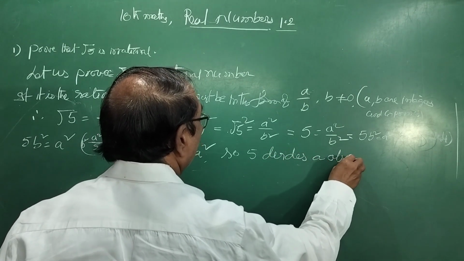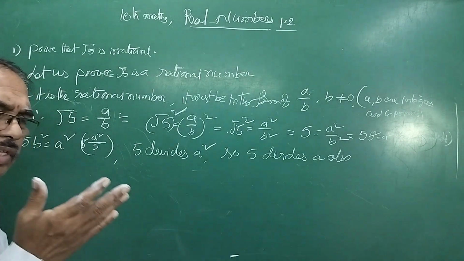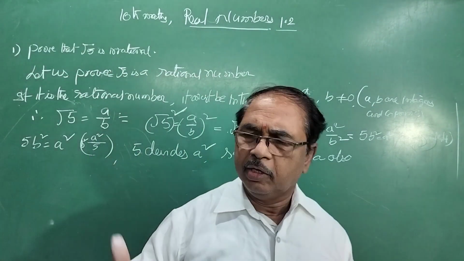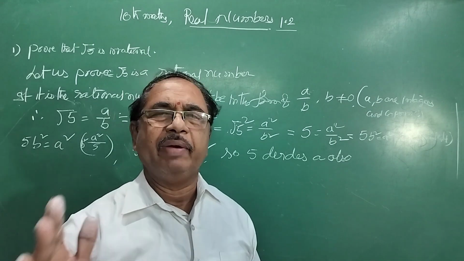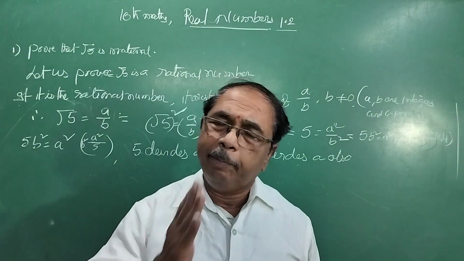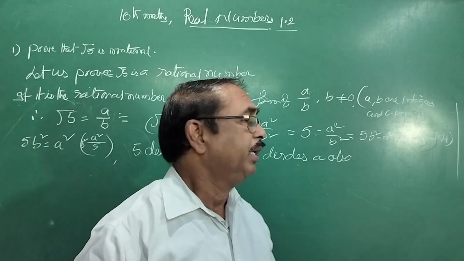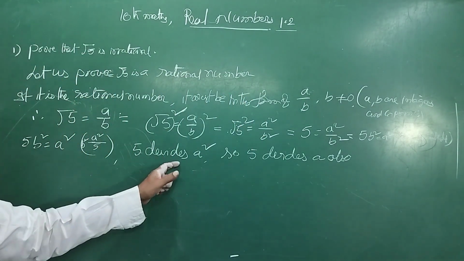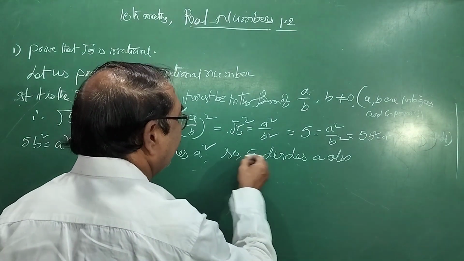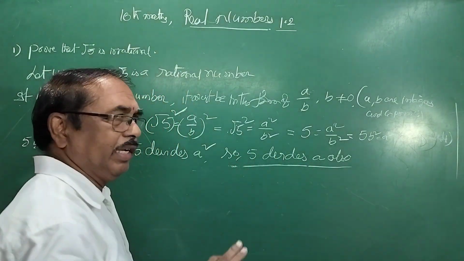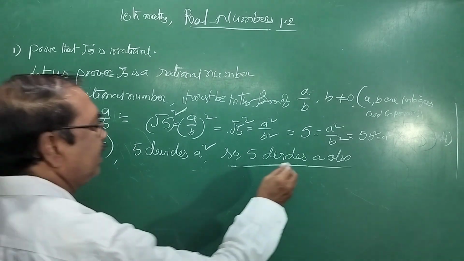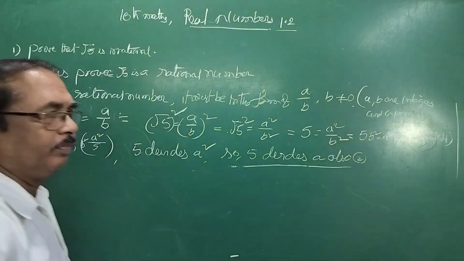You see, in the textbook there is one rule, one theorem: if p divides a square, then p divides a also. Here 5 divides a square, so 5 divides a also. It is important. Here it is one, and it is another one.